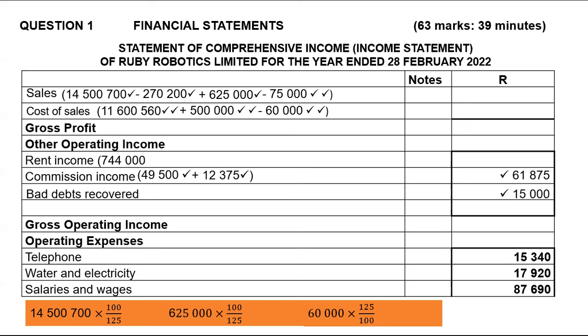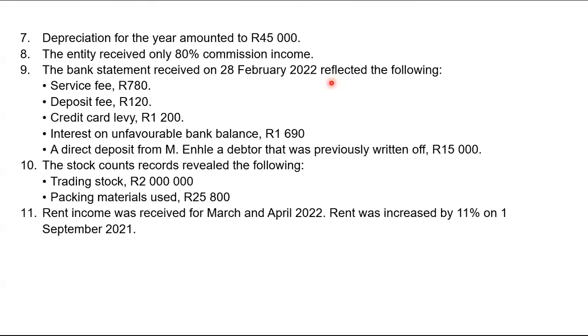All right, the last part of adjustment 9. Oh, that was it. We're done. So that amount will actually be added to our bank account, and then we debit bank account, and then we credit bad debts recovered. Bad debts recovered is income. Done with it. Amazing, isn't it? Then number 10 says the stock count records revealed the following.